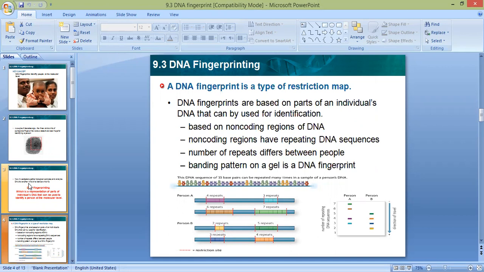It's based on non-coding regions of DNA, not the coding, non-coding. This is very important. Non-coding regions have repeating DNA sequences. The number of repeats differs between people. As you see here, this is a DNA sequence. Maybe this DNA sequence has different repeats from one person to another, as you see here, and it can be used because it is based on non-coding regions of DNA.